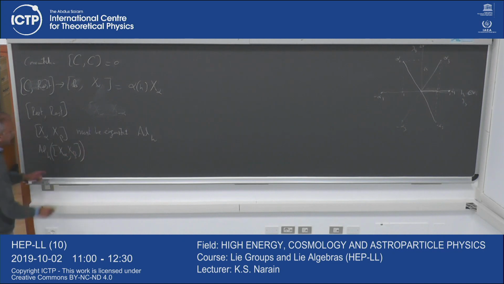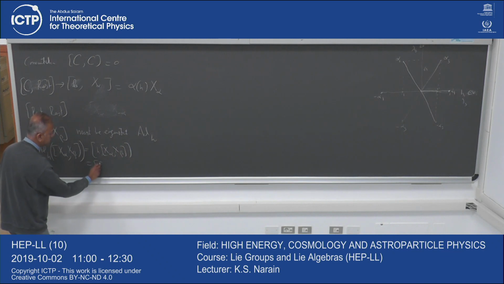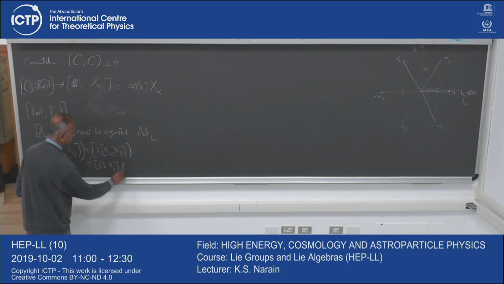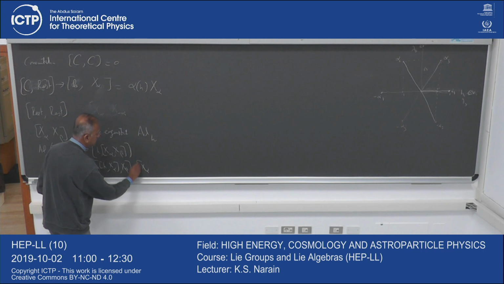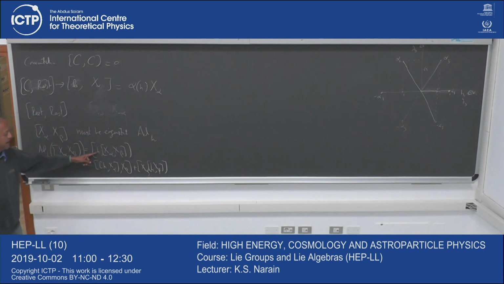If it acts on this, then ad H on the commutator X alpha, X beta, by Jacobi identity, is the same as H acting on X alpha, X beta, plus X alpha, and then H acting on X beta. That is what I mentioned to you, that this behaves like a derivative using the Leibniz rule. Jacobi identity is just that statement.